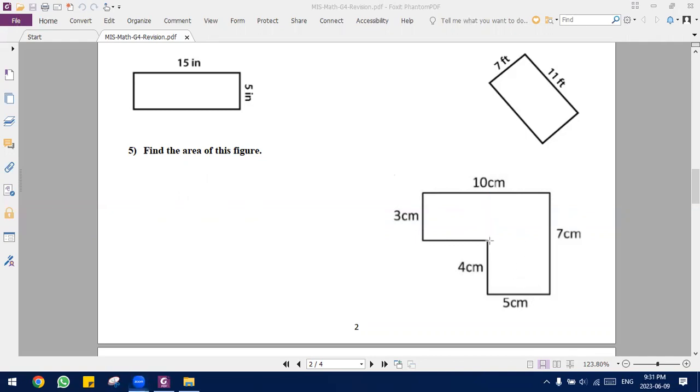Now, let me do it the first way, like here. As you can see, now here I have a rectangle, and here I have another rectangle. To find the area, I will do the first area plus the second area. Now, the first area, what is it? As we said, it's length times width, which is 10 times 3. So the first area is 30, plus. Now, the second area, what is it?